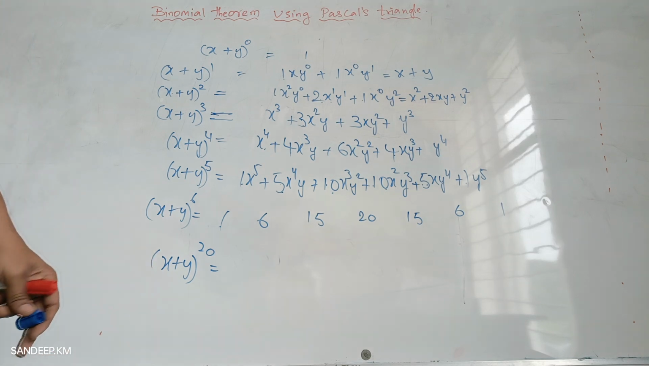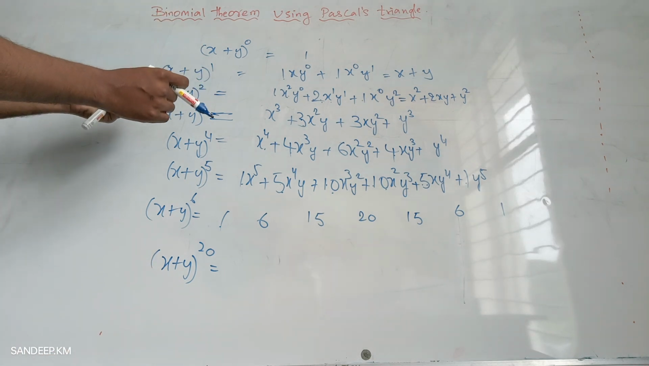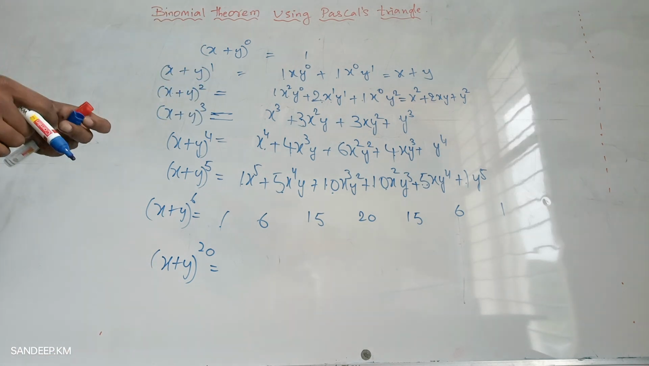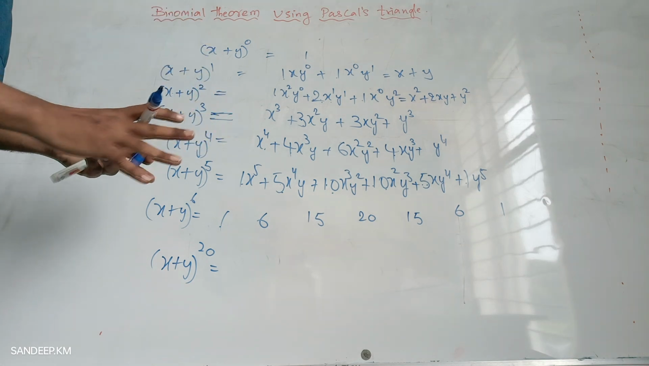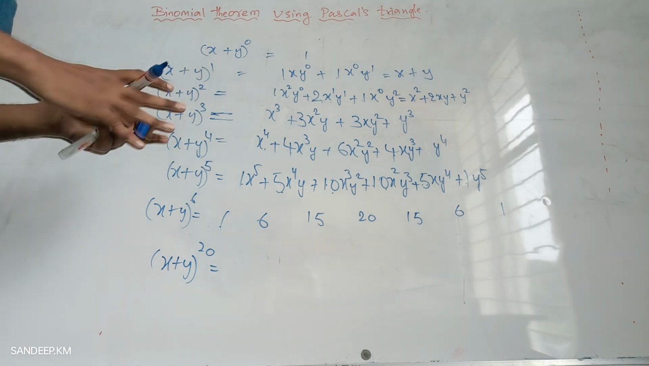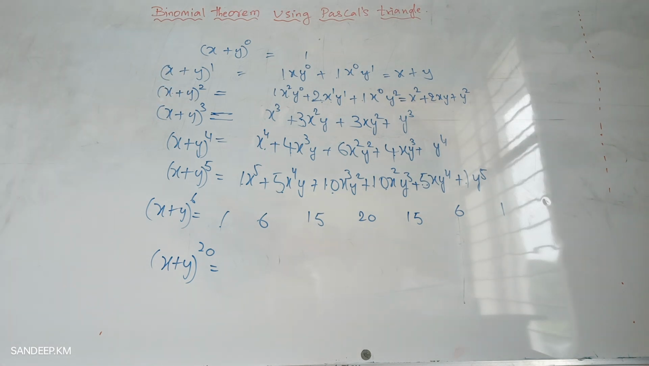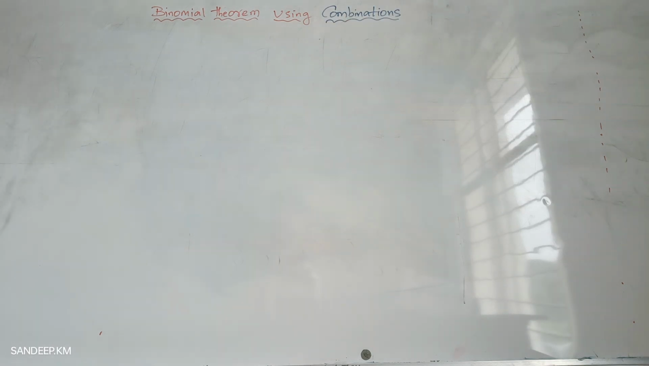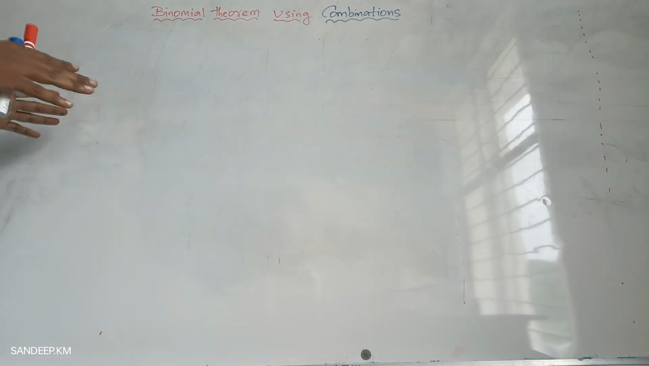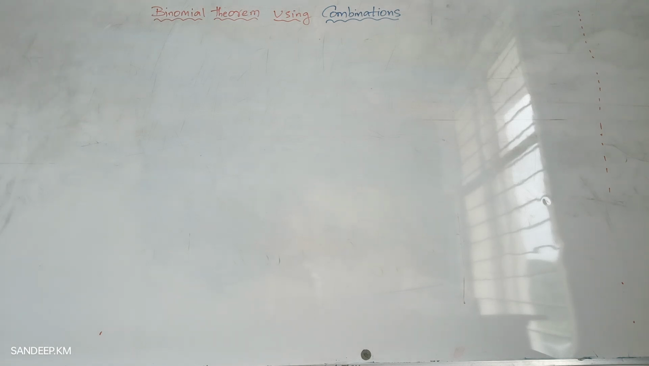So therefore, dear students, since Pascal's triangle application has limitations, we will not use Pascal's triangle to write the binomial theorem. Then what, sir? Let us use combinations. You might be familiar with the basics of combinations formulae. Let us see how to write the binomial expansions using combinations. So the most important topic of this entire chapter: the binomial theorem using combinations.